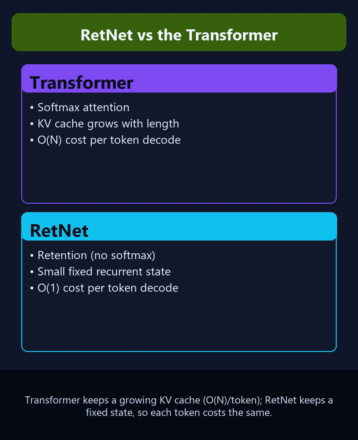So how does it stack up against the transformer? A transformer uses softmax attention and keeps a key value cache that grows with every token, so decoding cost rises with sequence length. RetNet replaces attention with retention and keeps only a small fixed-size recurrent state, so each new token costs the same to generate. Same parallel training, same scaling behavior, but a constant, order 1 cost per token at inference.